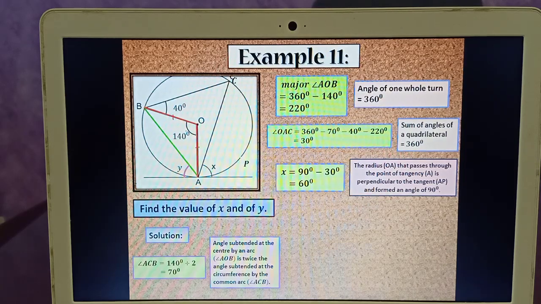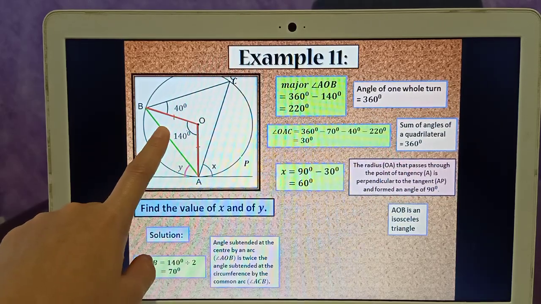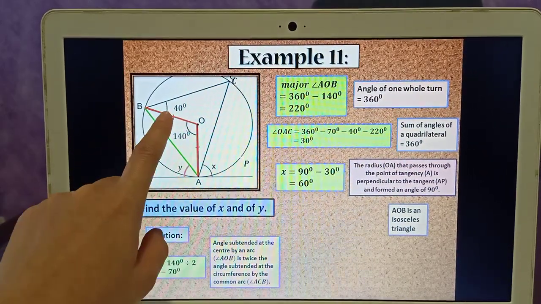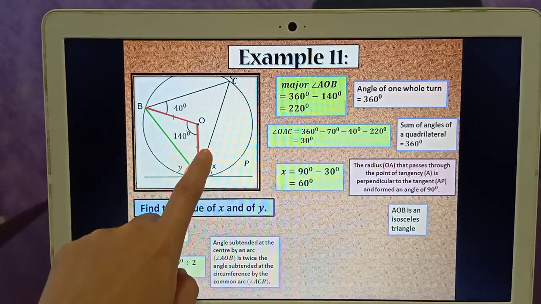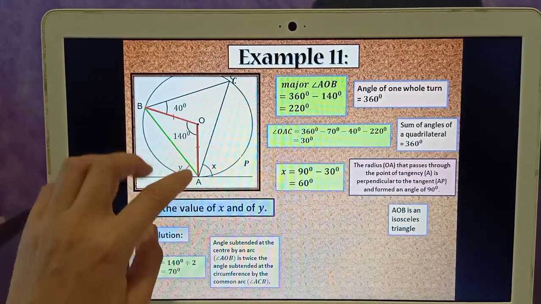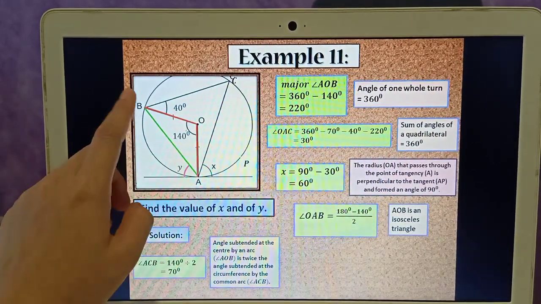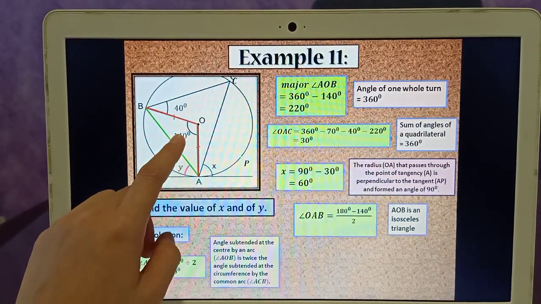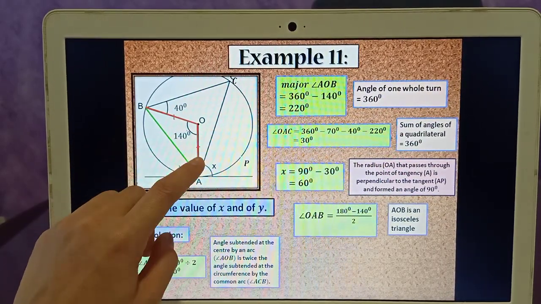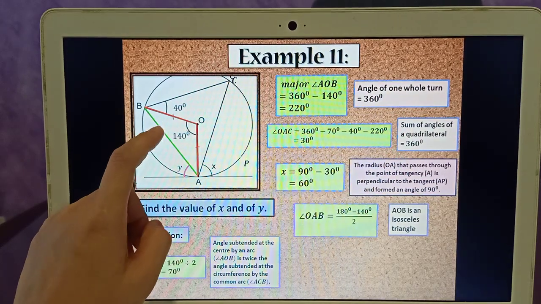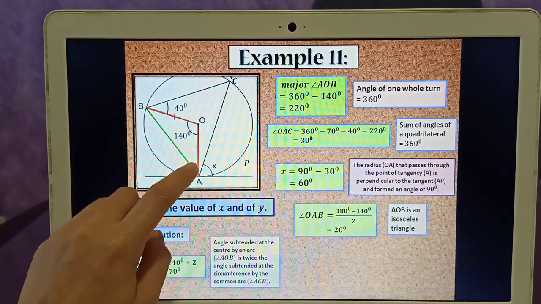Okay, and then in order to get y, we need to look at this isosceles triangle. How do we know this is isosceles? Because two of the legs are equal. So in order to get this angle, angle OAB, we use 180 minus 140 and then divide by 2 because these two angles are equal. Okay, so we get 20 degrees.